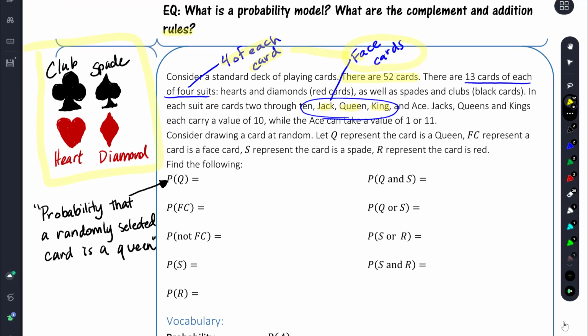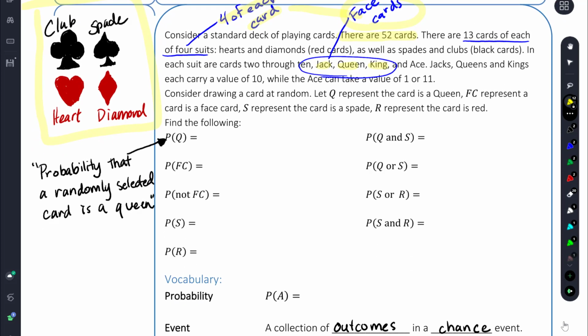The first thing that we want to try and find is this value here, P of Q. That's how we can read it. But the long form of that notation reads as the probability that a randomly selected card is a queen. So the capital P is always going to stand for probability, and then the capital letter next to it is going to represent whatever the event is that we are considering. It's the event we want to see. And we want to see that a card is a queen.